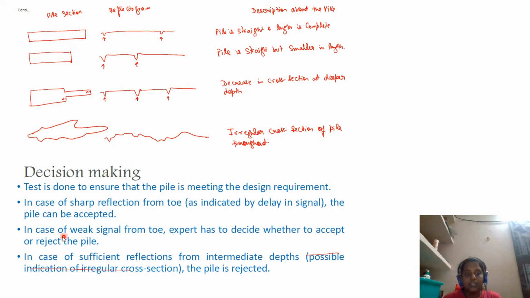In case any sharp reflection is there, then the pile can be accepted. In case a weak signal is there, we have to decide whether to accept or reject the pile. And in case of sufficient reflections from intermediate depths, the pile is rejected. If you get many reflections, then it means that throughout the length of the pile there is going to be improper cross section.